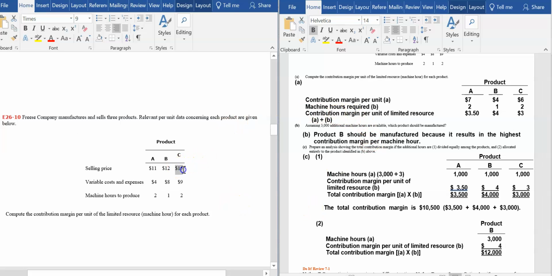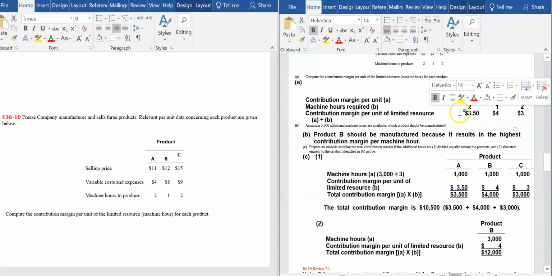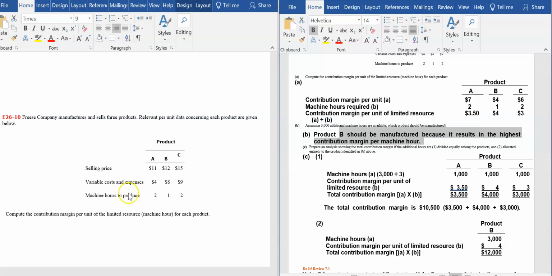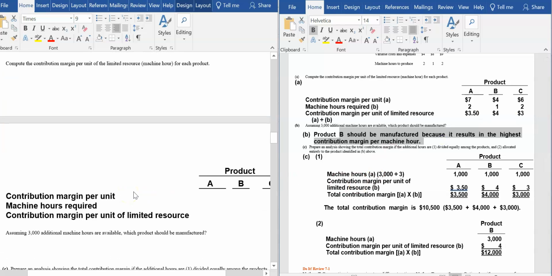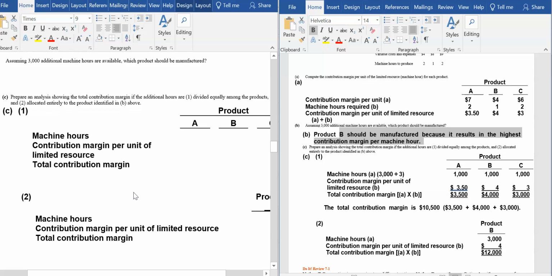Finally, C: contribution margin of $6, 2 machine hours required, contribution margin per unit of limited resource of $3. Based on this analysis, the product that provides the highest contribution margin per hour of the limited resource is B. So product B should be manufactured because it results in the highest contribution margin per machine hour.